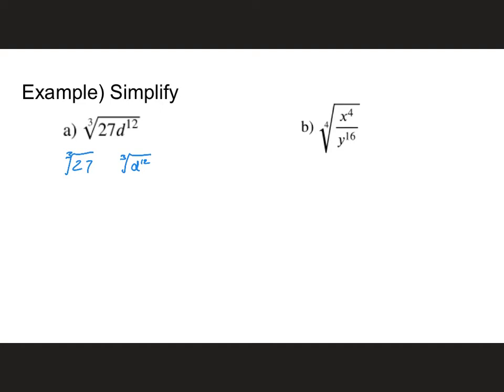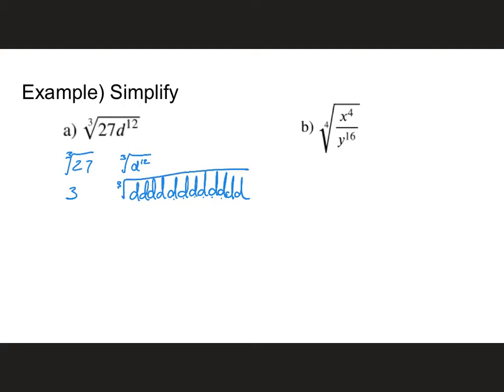So the third root of 27, that's 3. But what's the third root of d to the 12th power? Well, if I think about this, and I know a lot of you like to do factor trees, when I write this out, my gosh, that's going to be 12 D's. 1, 2, 3, 4, 5, 6, 7, 8, 9, 10. I need two more, 11, 12.